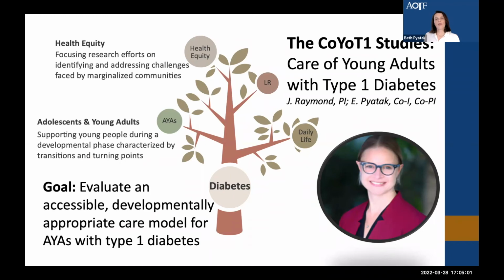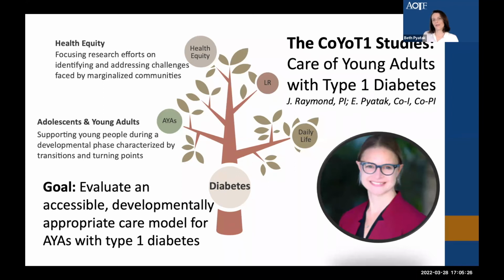So the third line of research I mentioned, this is spearheaded by my colleague, Dr. Jennifer Raymond, and she's the director of the Diabetes and Endocrinology Division at CHLA, the Children's Hospital Los Angeles. And the focus here was really to adapt models of care to better fit the needs of adolescents and young adults with type 1. And there were a few components to this.